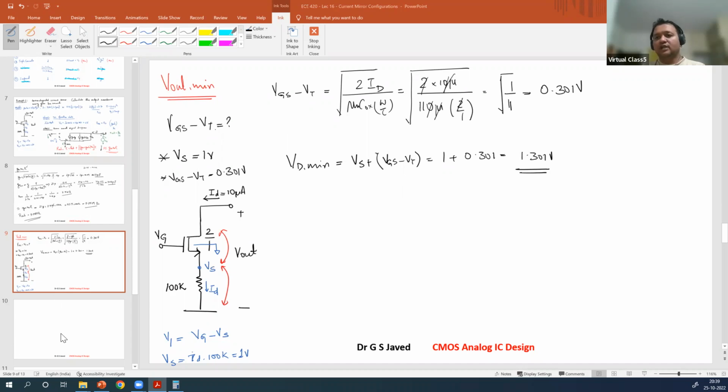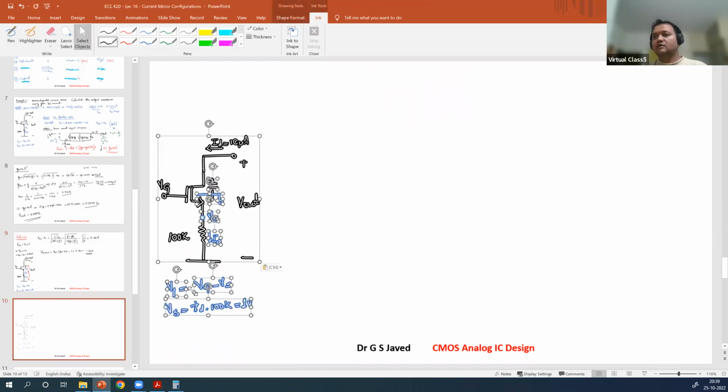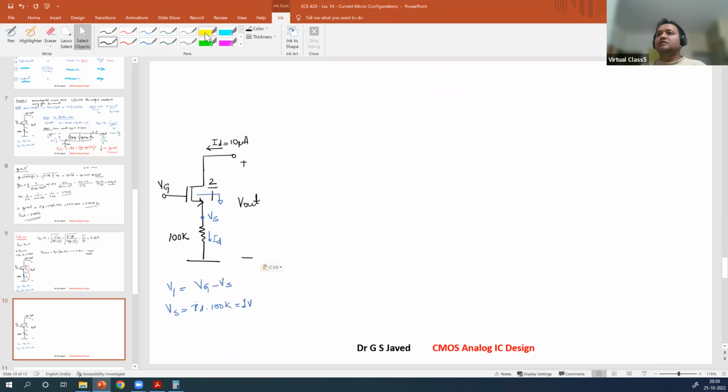Now, if we do one thing, if we replace this particular circuit, we can replace it with two active devices. One active device could be a diode circuit. Either you replace it with a diode circuit or you can replace it with a current source. Both will give you high impedance circuits.